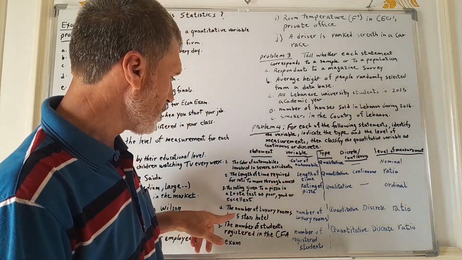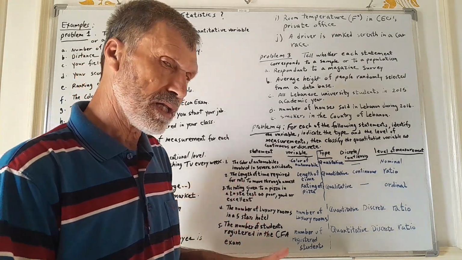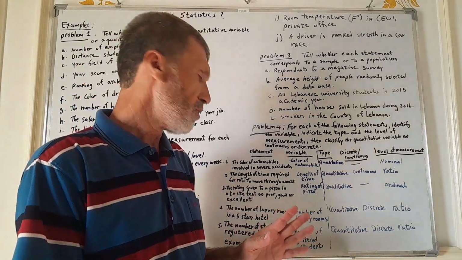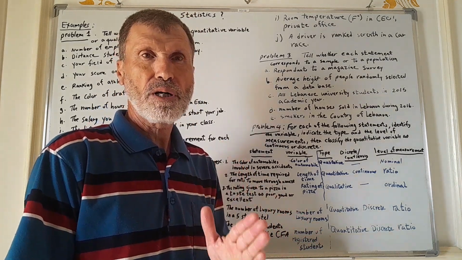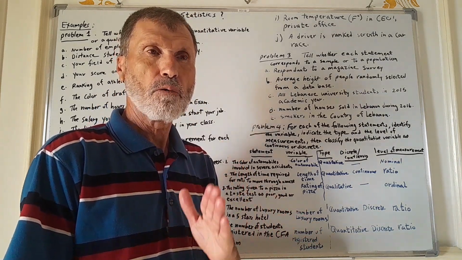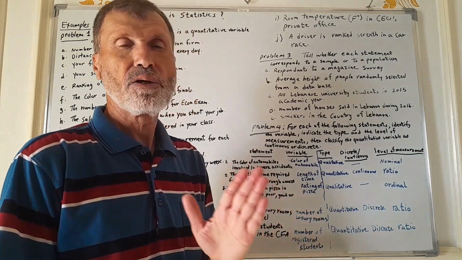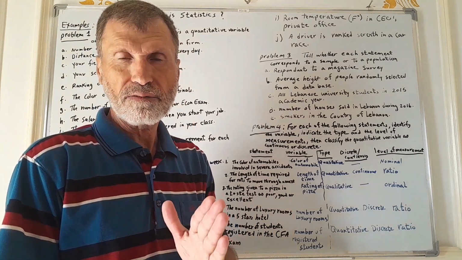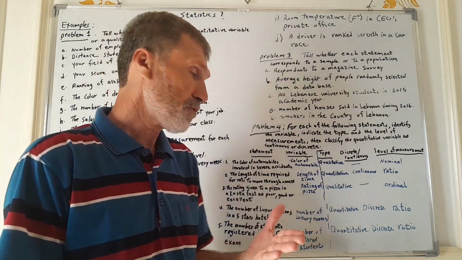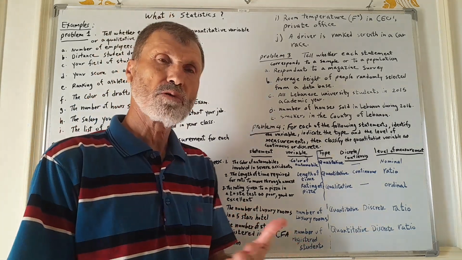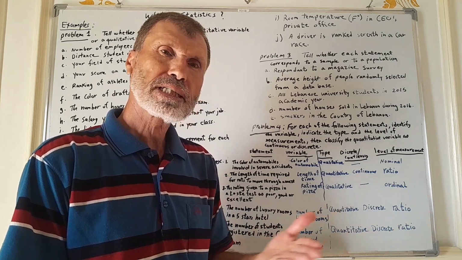Now, number 4, the number of luxury rooms in a 5-star hotel. Of course, the number of luxury rooms. The variable is the number of luxury rooms. Now, what kind of variable is that? Of course, it is quantitative. The number of luxury rooms could be 1, could be 5, could be 10 rooms. Therefore, it is discrete.